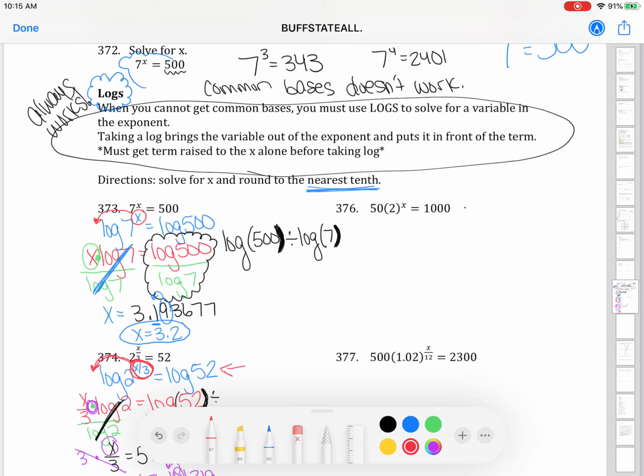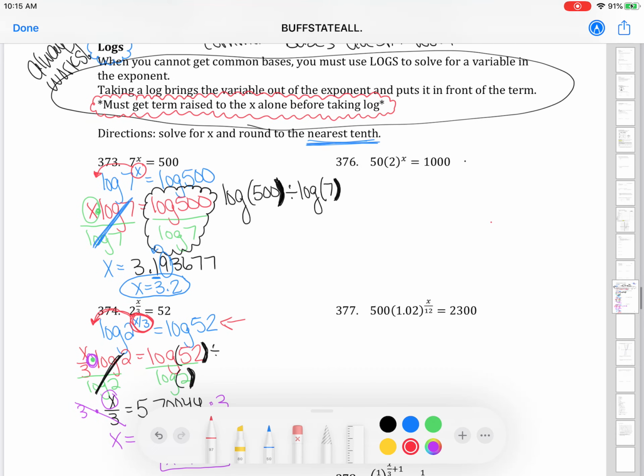I'm going to add a tiny, tiny, tiny curveball into the mix before we do this next example. And it's this thing that's starred right at the bottom of your instructions here. It says you must get the term raised to the x alone before taking the log. So the last three examples, we started by writing the word log on both sides.